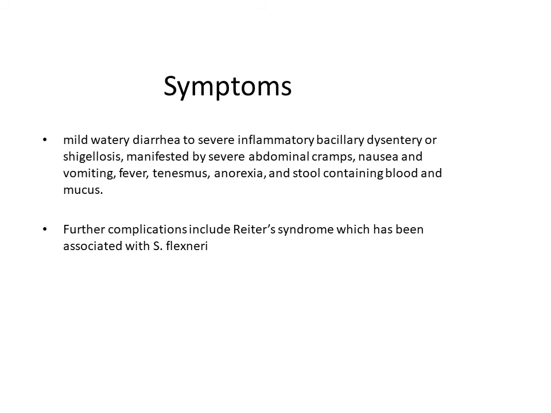So what are the symptoms associated with shigellosis? Acute intestinal infection upon ingestion results in mild watery diarrhea to severe inflammatory bacillary dysentery, or shigellosis, manifested by severe abdominal cramps, nausea and vomiting, fever, tense muscles, anorexia, and stool containing blood and mucus.